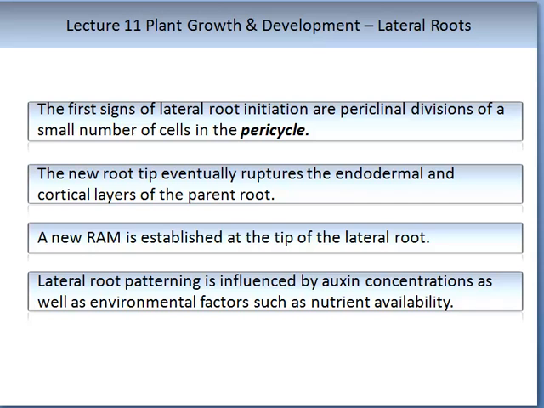Now we will examine lateral root growth in more detail. The first signs of lateral root initiation are periclinal divisions of a small number of cells in the pericycle. The new root tip eventually ruptures the endodermis and cortical layers of the parent root. A new root apical meristem is established at the tip of the lateral root. Lateral root patterning is influenced by auxin concentrations as well as environmental factors such as nutrient availability and soil moisture.